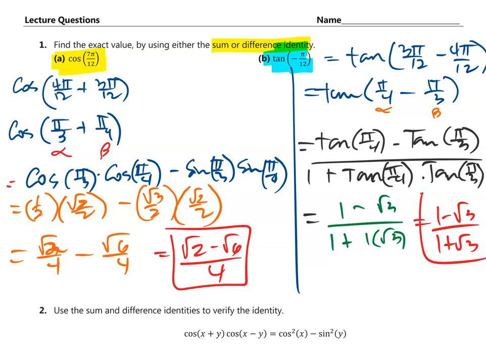Okay, that is enough. I will accept this. But if you want to continue this, you can multiply this by the conjugate. That is 1 plus square root of 3 over 1 plus square root of 3. Okay? And you can continue that. But again, I will accept this: 1 minus square root of 3 over 1 plus square root of 3.